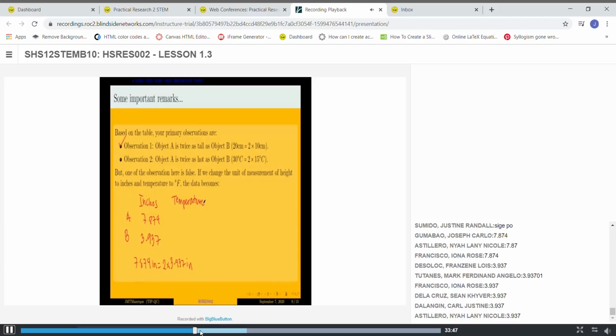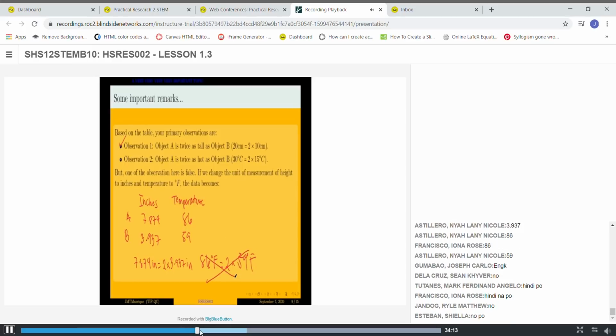What is 30 degrees Celsius in Fahrenheit? 86. Yung 15, 59. Ang tanong, tama pa rin ba yung observation 2 natin? Can we say that 86 degree Fahrenheit is equal to 2 times 59 degree Fahrenheit? Of course not. Okay? So, yung observation 2 natin is mali.